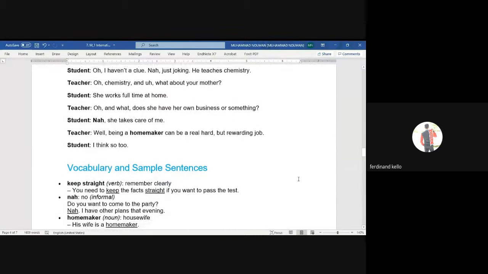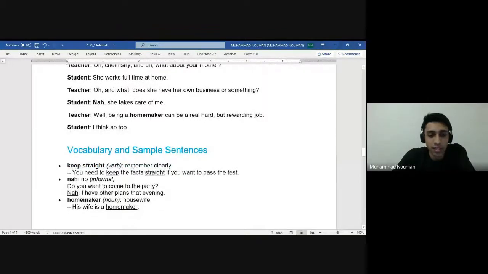Good. Okay, keep straight. That means remember clearly. You need to keep the facts straight if you want to pass the test. Keep straight. That means remember clearly. Okay. Nah, it means no. Do you want to come to the party? Nah, I have other plans that evening.